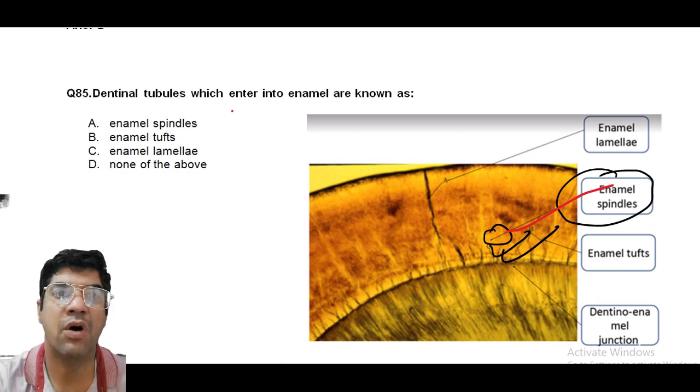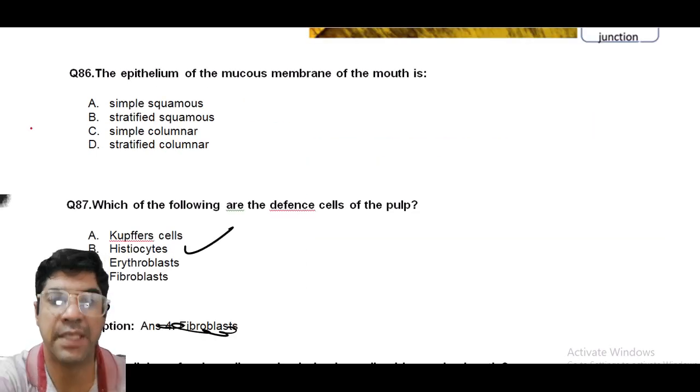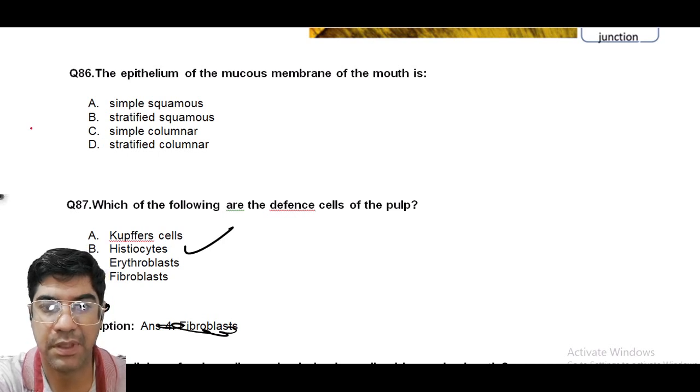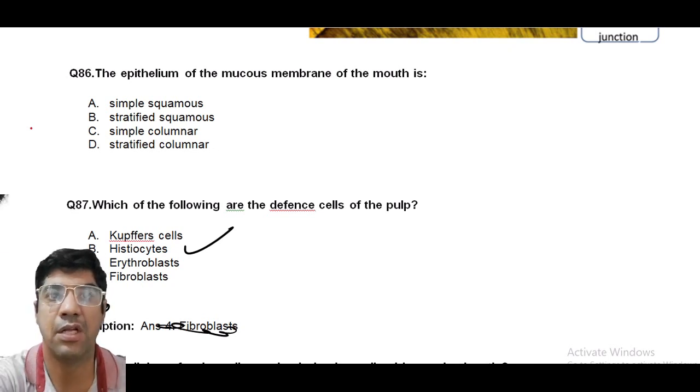The epithelium of oral mucosa of the mouth is stratified squamous epithelium. Because it provides protection against mechanical stress and abrasion, and it resists the penetration of microbes and foreign substances. So it is stratified squamous.